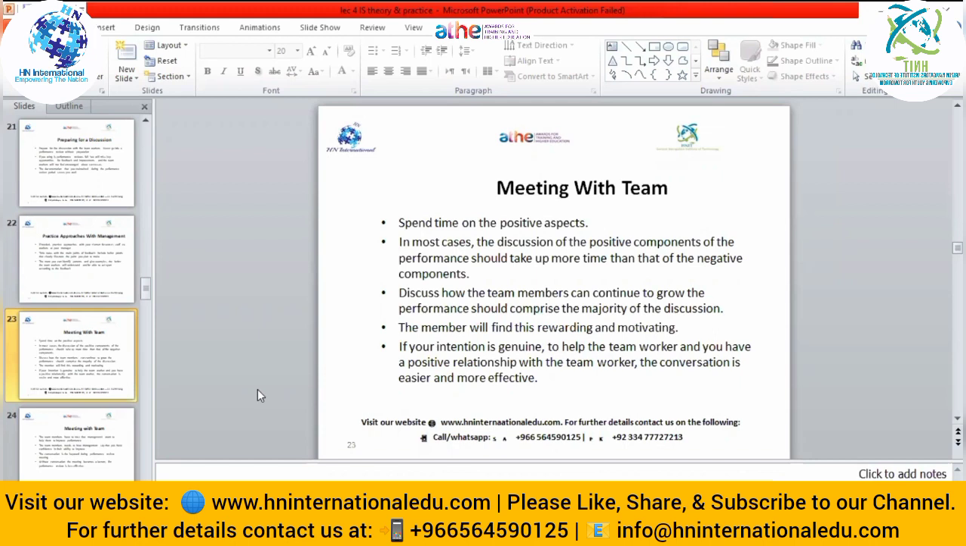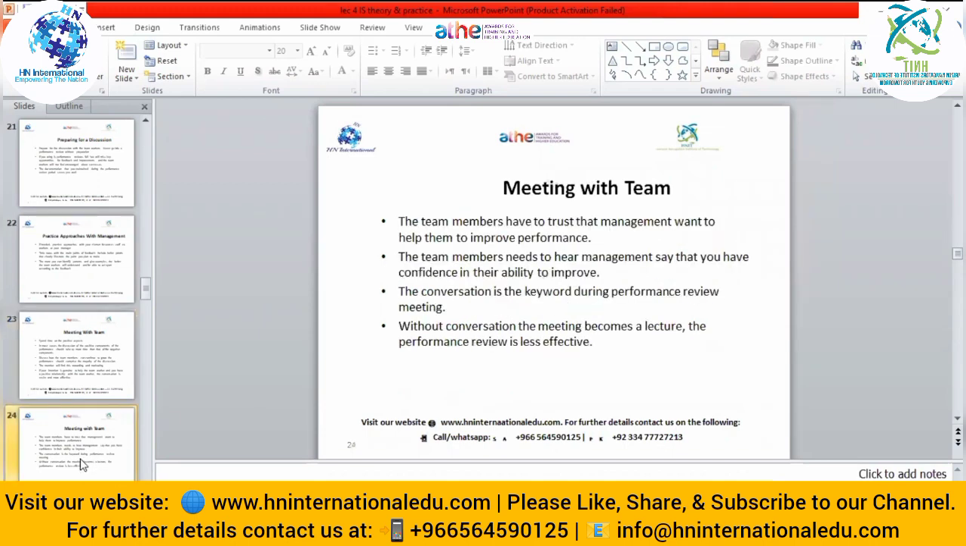If your intentions are genuine to help the team worker and you have a positive relationship with the team worker, the conversation will be easier and more effective. They will trust you and they can share their problems with you. The team members have to trust that the management wants to help them improve the performance. The management is not only pointing at them, discouraging them or highlighting their negative points. All team members must trust the management. They are trying to help them.